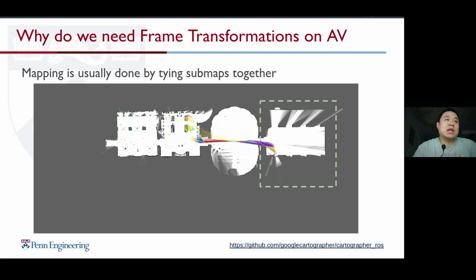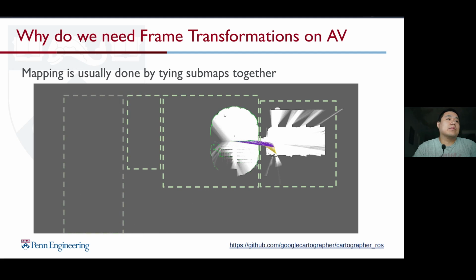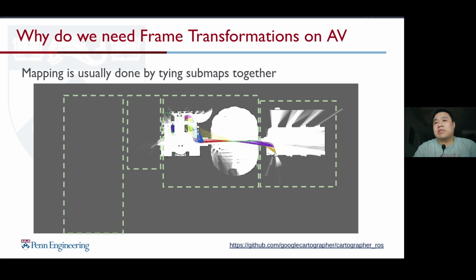The local SLAM builds a succession of submaps. As you can see here, each part inside the bounding box that I've shown is a submap on its own. And each submap is meant to be locally consistent, meaning that it has its own frame of reference and all the measurements are done in that submap's frame of reference.